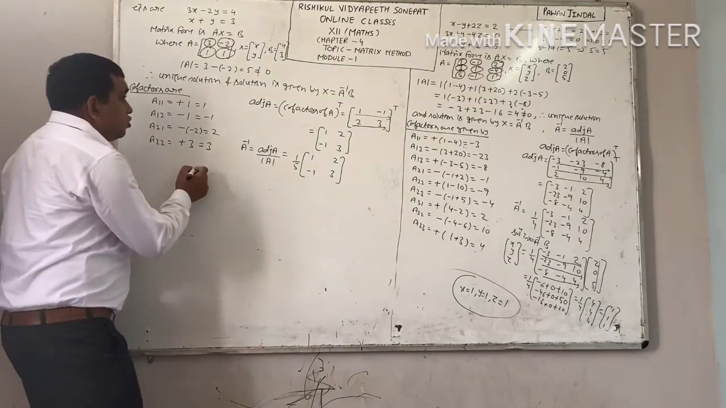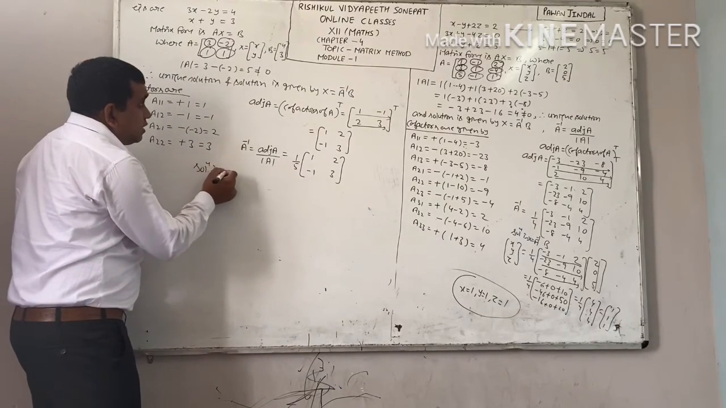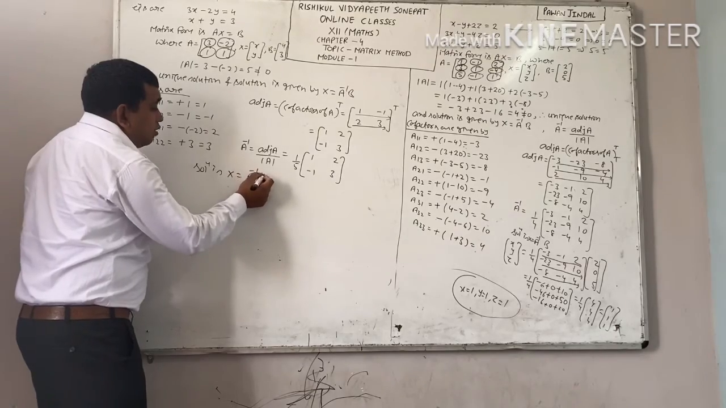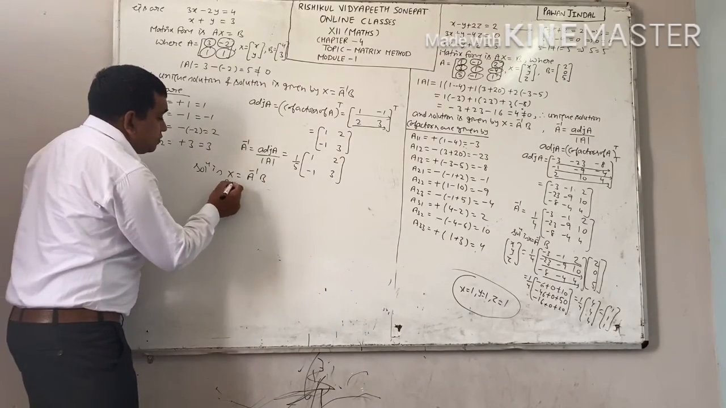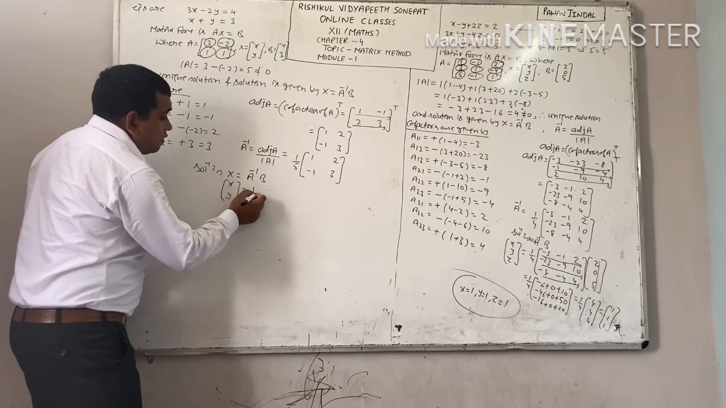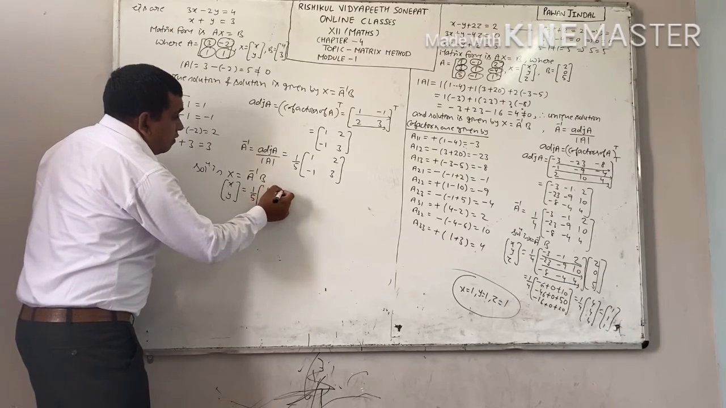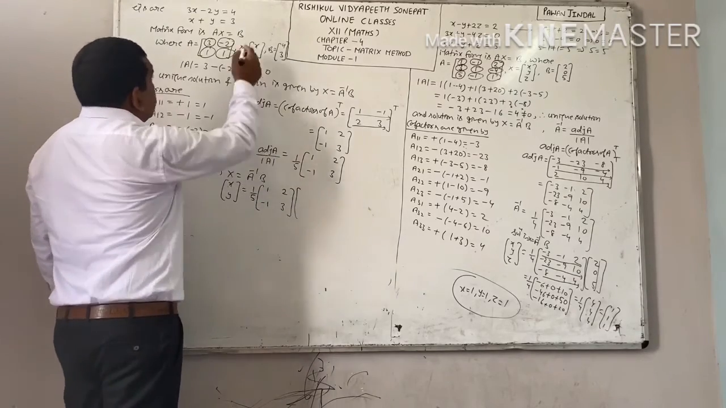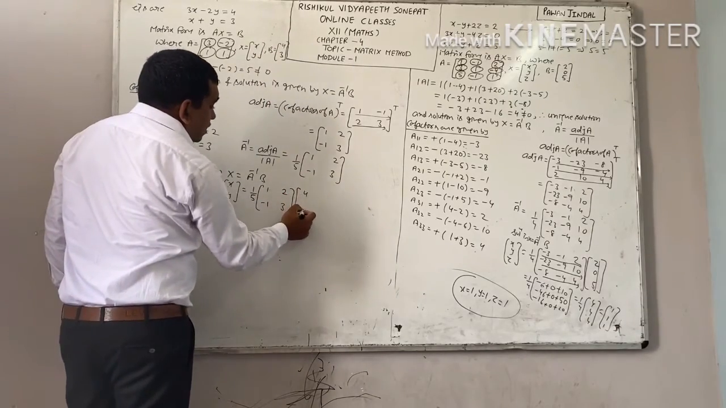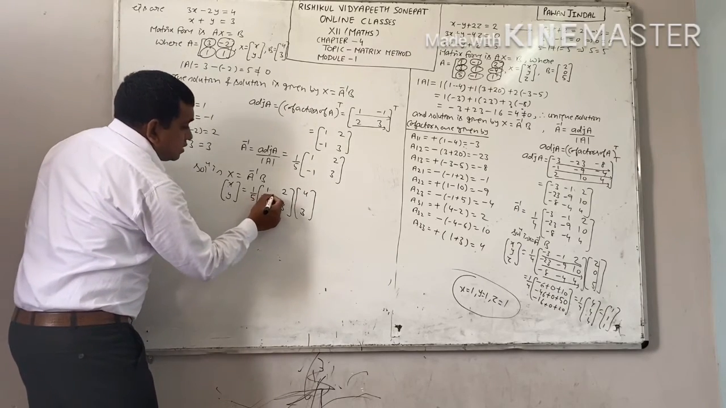Right? Now we will find out solution. Solution is x equal to A inverse B. Put up the value, simplify and get the answer. X is your x, y. A inverse is 1 by 5, 1, 2, minus 1, 3. B, that is your 4, 3. Now multiply these two matrices.